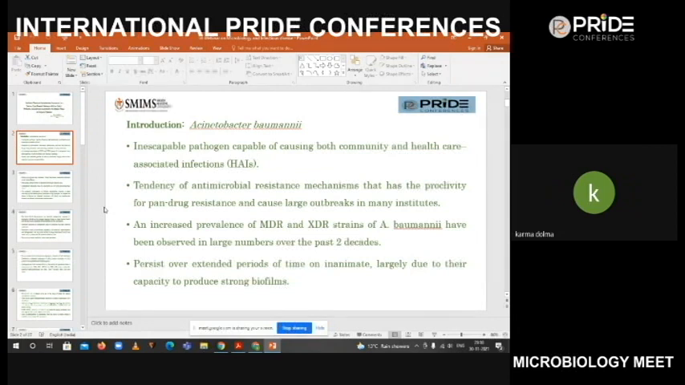So, as we know, Acinetobacter baumannii is an inescapable pathogen that is capable of causing both community and healthcare associated infection. Now, this organism has recently emerged as a major cause because of its tendency to cause resistance and has a prolificity for pan-drug resistance and can cause large outbreaks in many institutes.